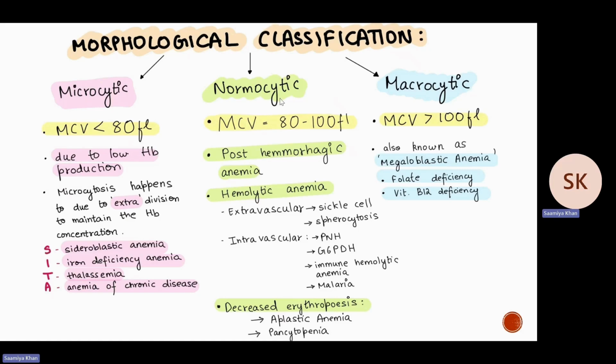For normocytic anemia, the examples are post-hemorrhagic anemia, which we will discuss in more detail in the upcoming slides, and hemolytic anemia, which consists of extravascular, which includes sickle cells and spherocytosis, and intravascular, which includes paroxysmal nocturnal hemoglobinuria, glucose-6-phosphate dehydrogenase deficiency, immune hemolytic anemia, and malaria, which again we're going to discuss more. Then decreased erythropoiesis, which happens in aplastic anemia and pancytopenia, which are disorders of the bone marrow. Macrocytic is also known as megaloblastic anemia, and we will see macrocytic in folate deficiency and vitamin B12 deficiency.